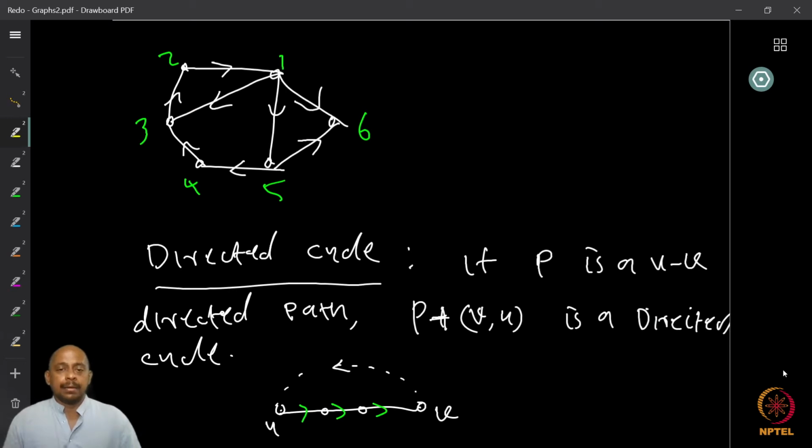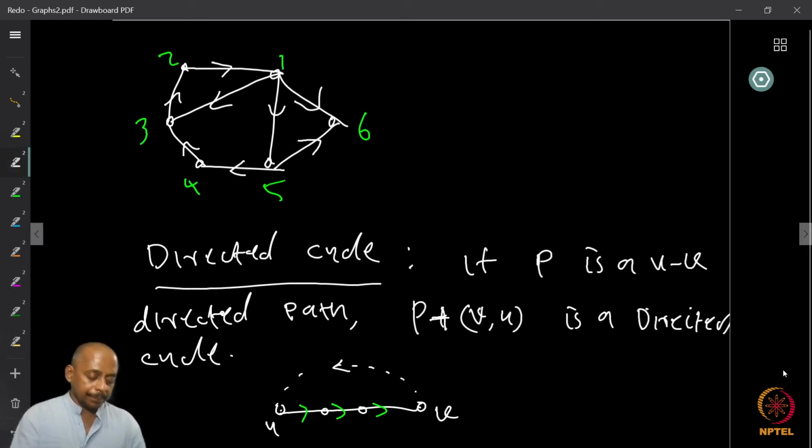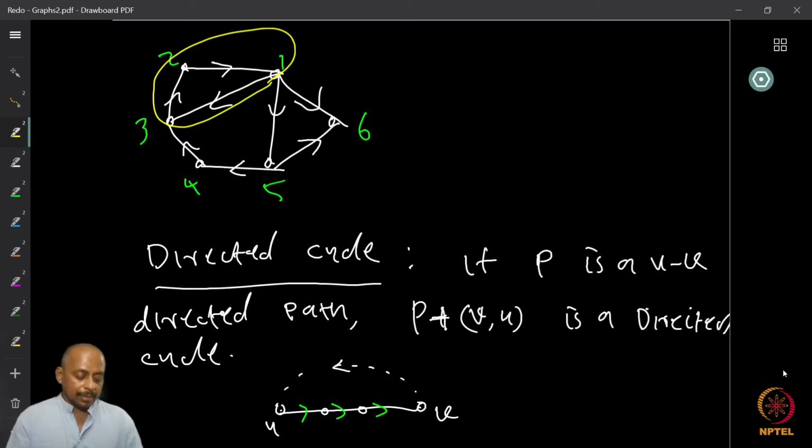Now a directed cycle, just like in the undirected case again, right? If P is a UV directed path, then you add the arc V to U also, then that is a directed cycle. So U to V and then coming back to U from V directly. So examples are in this graph above. You can see that 1 to 3, then 3 to 2 and 2 to 1 is a directed cycle.